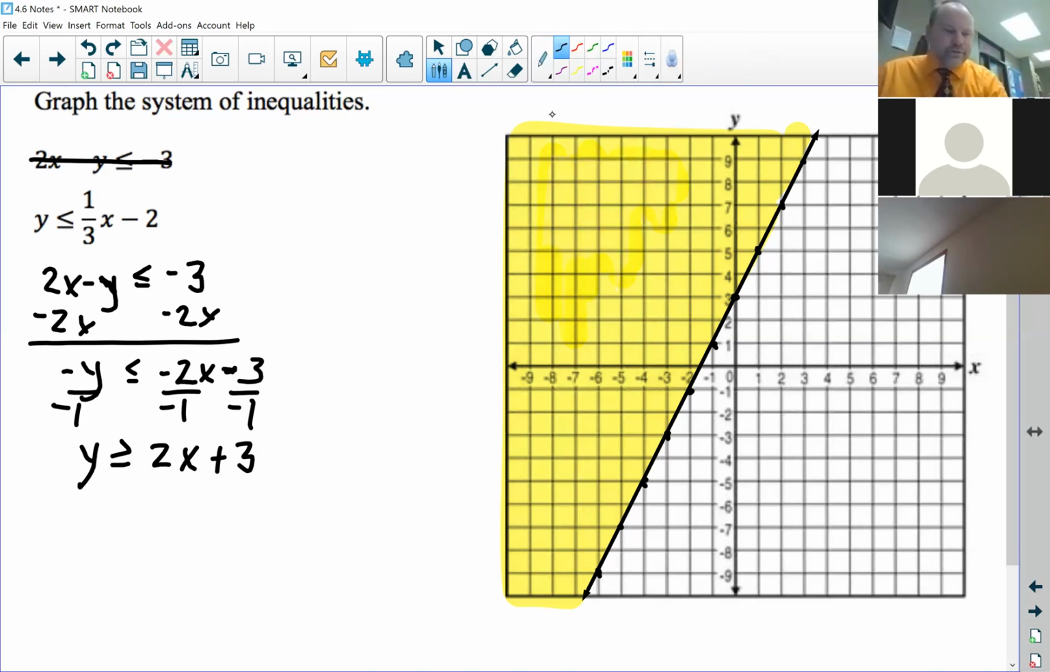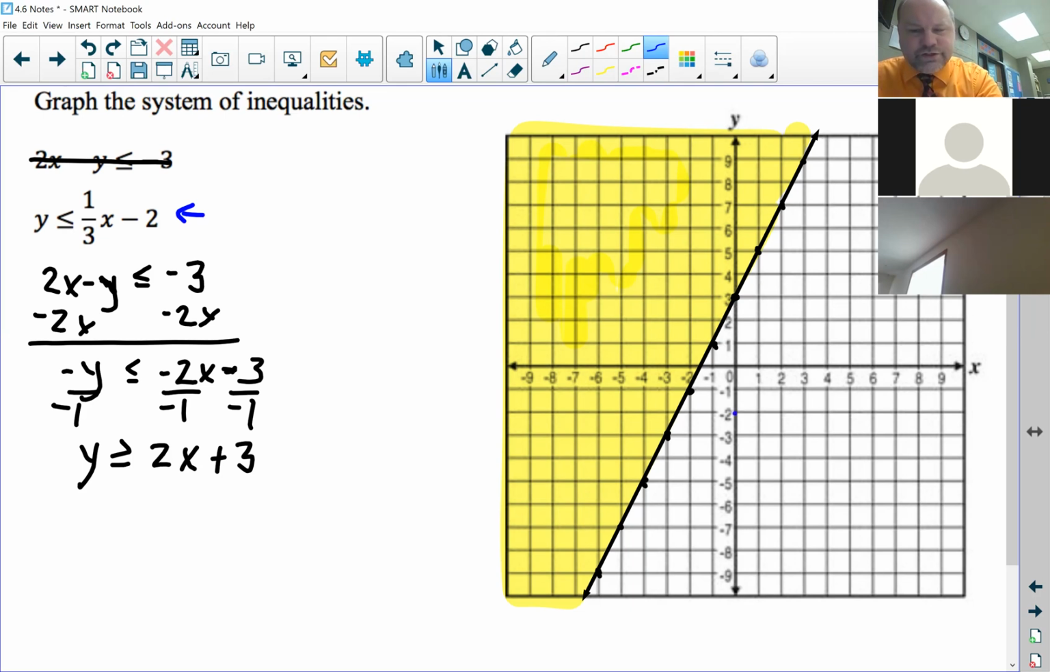One thing with this inequality that's in standard form, if you try to do the cover-up method, notice your y-intercept is 3, that's okay, but your x-intercept would be negative 3/2. So again, when I get fractions, I don't like them. It's not as accurate as using the slope-intercept form.